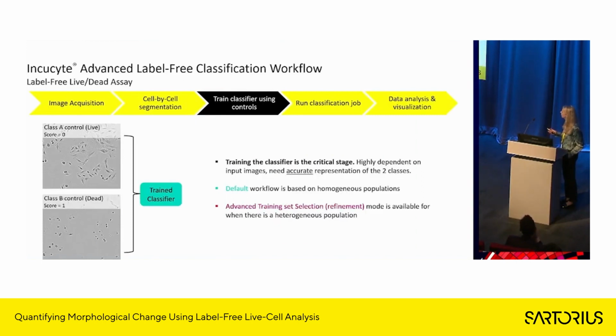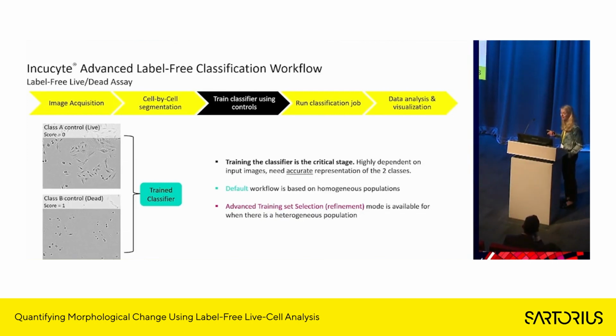As I've mentioned before, after image acquisition and cell-by-cell segmentation, the next step is to train the classifier. And this is really the most critical step of the workflow. Shown here, we have our two classes of interest: live cells and dead cells. We can use images of these control populations to train our classifier. All we really need to do for this is have good representative images of both classes. And this also means that in the previous step, we need to segment them really well as well.